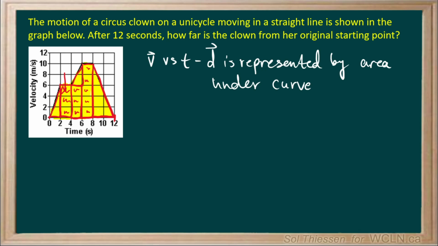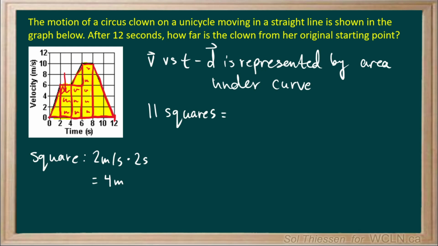So we've got 11 filled in squares, where each square is 2 meters per second by 2 seconds. So 4 meters, so 11 squares is 11 times 4 meters, which is 44 meters. And then all we need to do is find the areas of these triangles.